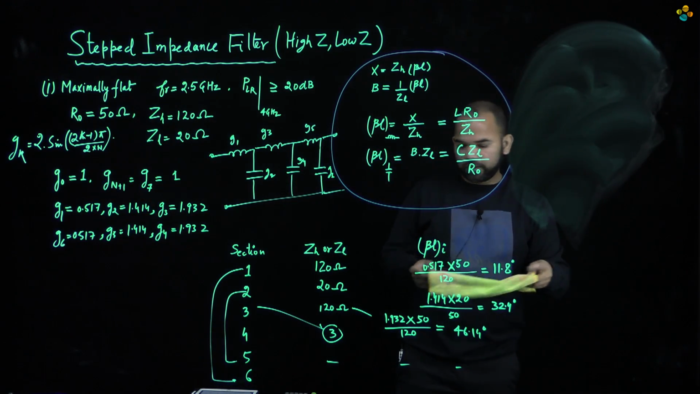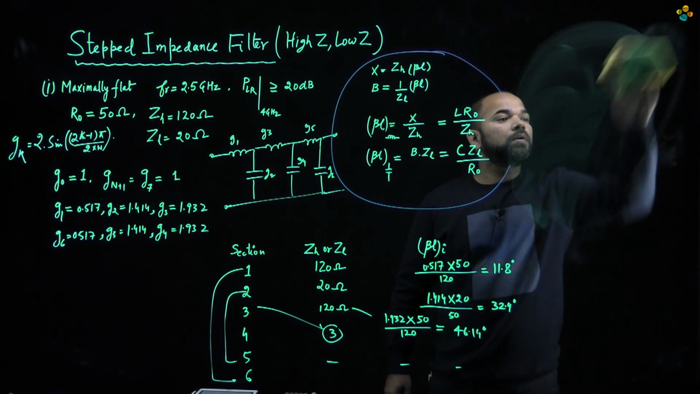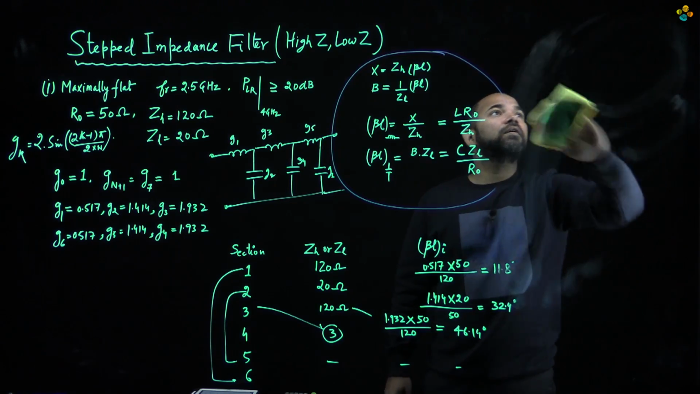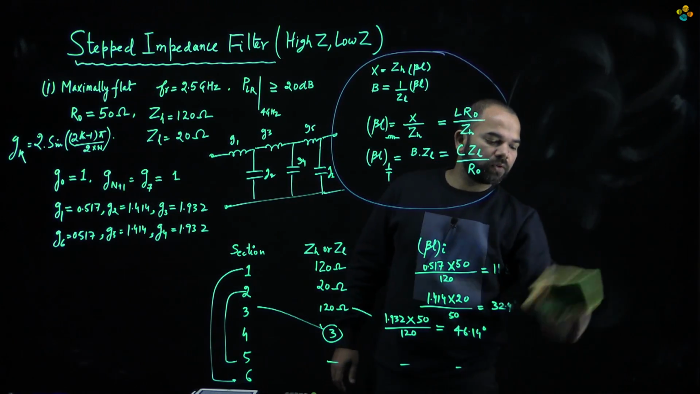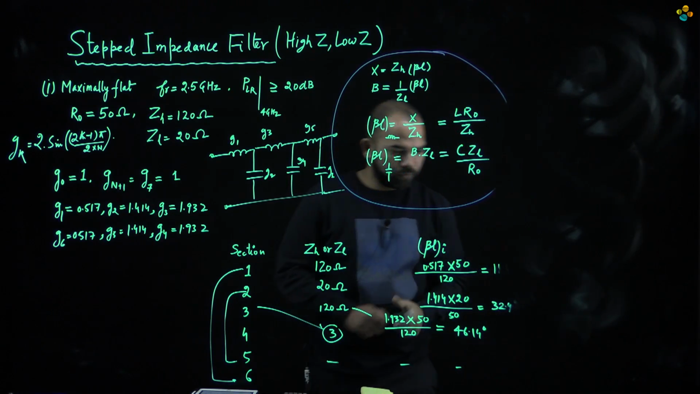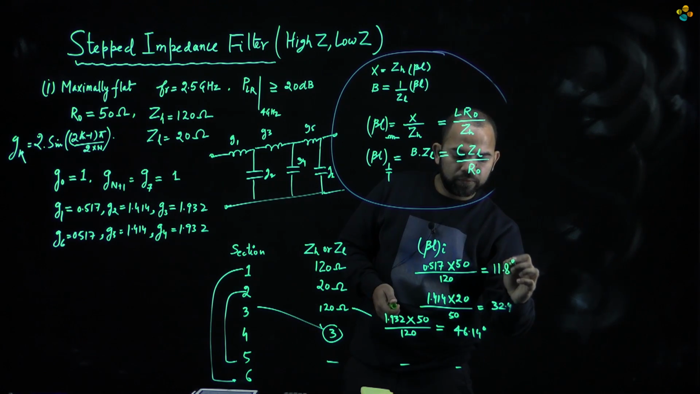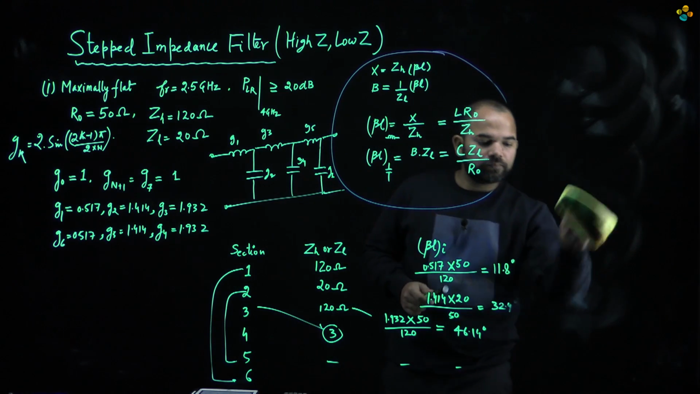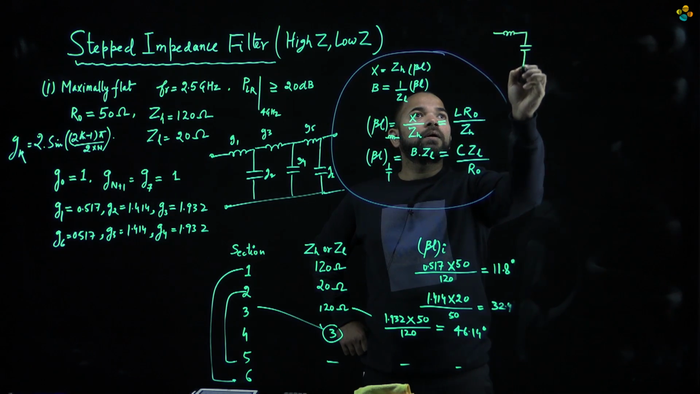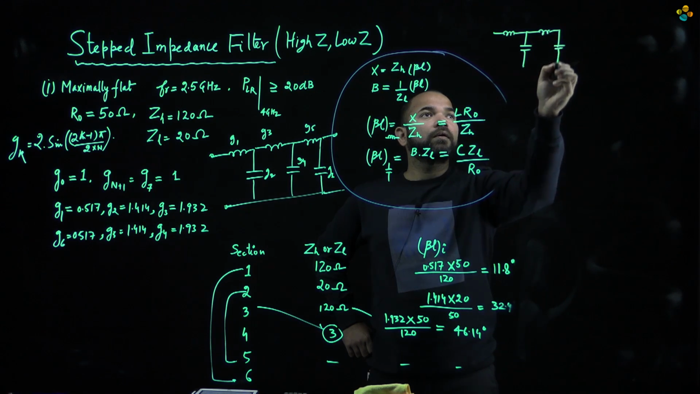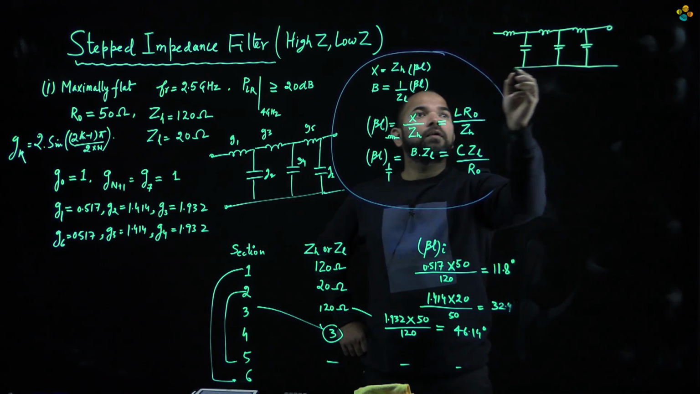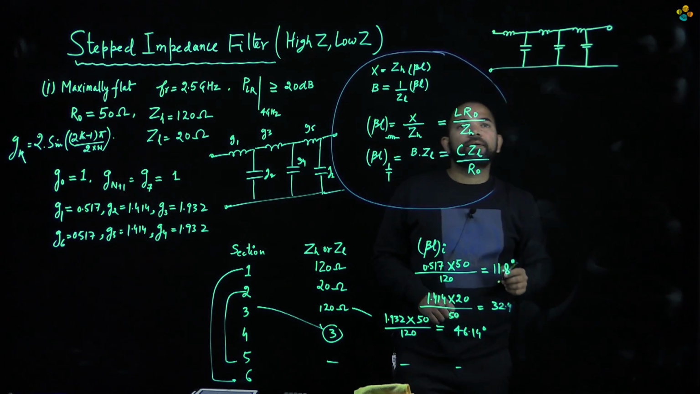Okay, so let me draw a whole filter for you so that you can understand how each and every inductor and capacitor is being replaced. So our low pass filter would be something like this in lumped circuit elements, right?